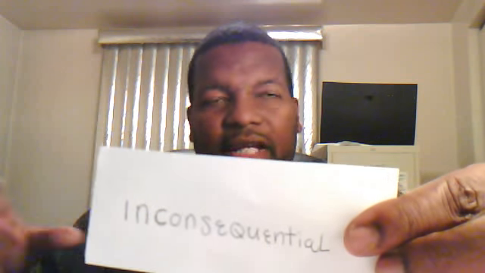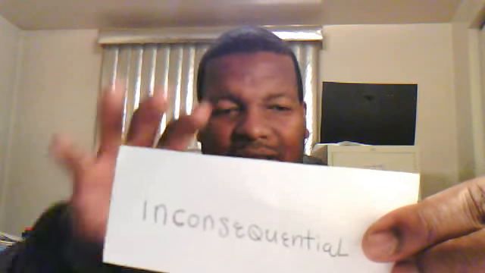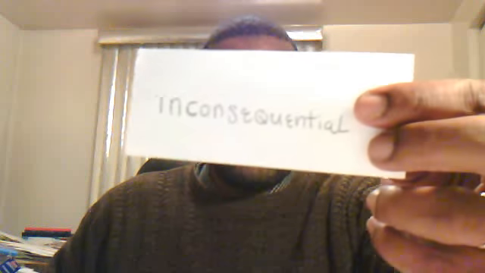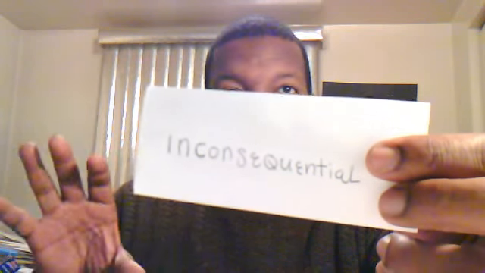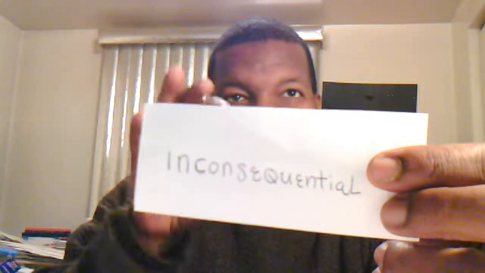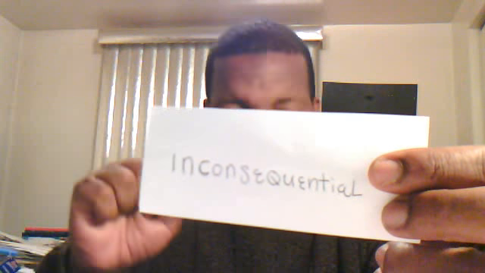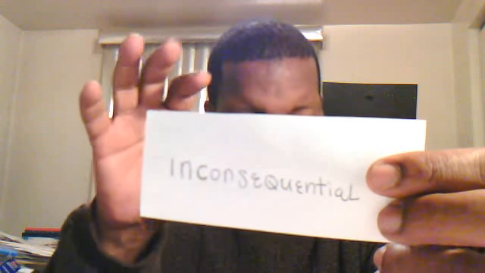Okay, so we see it here for you to see it. Inconsequential. So first part is in, I-N. Close your eyes and see it. I-N. Con, C-O-N. Incon, I-N-C-O-N. Okay? Then it's sequin. Now I'm going to break it down into two parts, C and then quin. Sequin. So that's S-E.